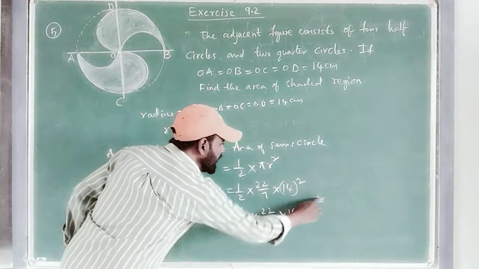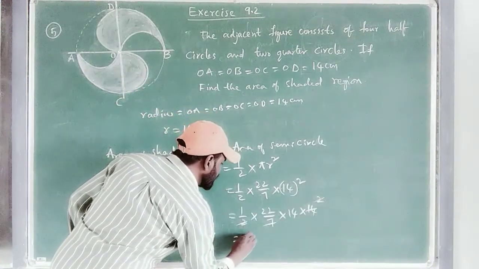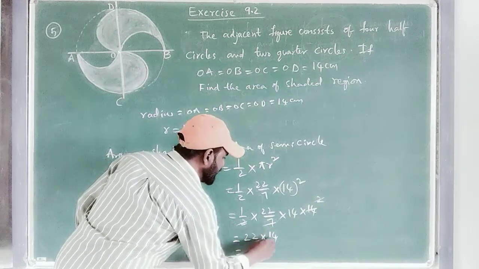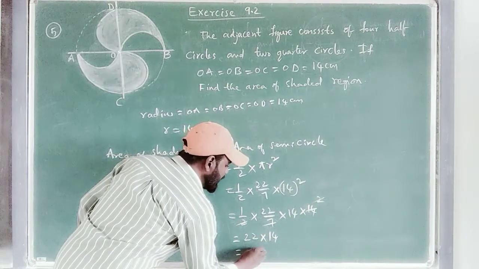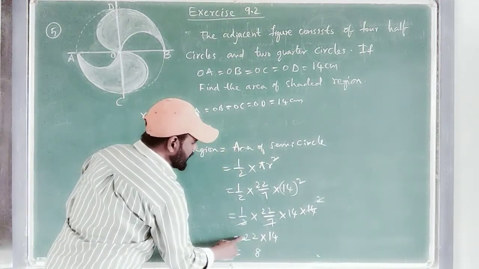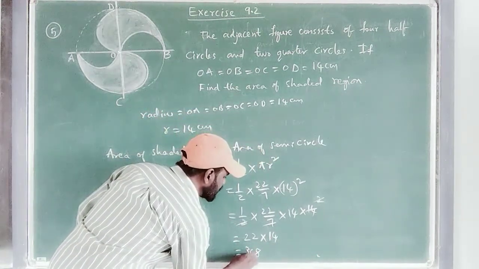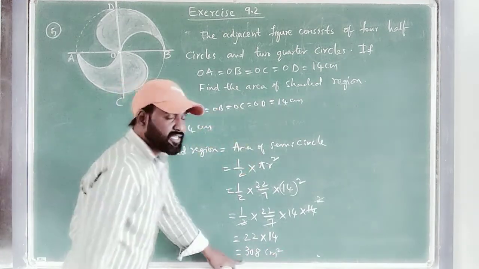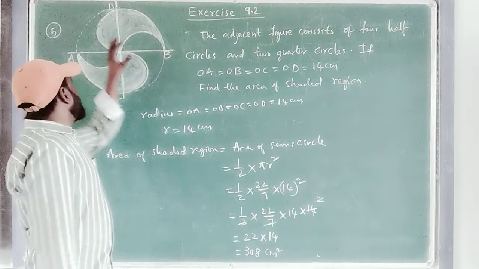That's all. So 22 into 14, simplify this. 14 twos are 28. Okay, 8 is here, carry 2 somewhere. 14 twos are 28 plus 2 is 30. So this total is how much? 308 centimeters square. This is the area of the shaded region.